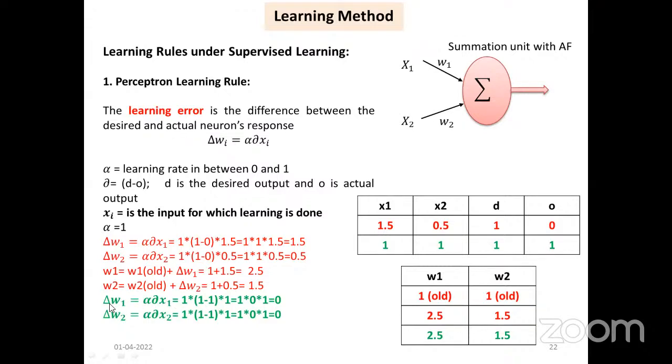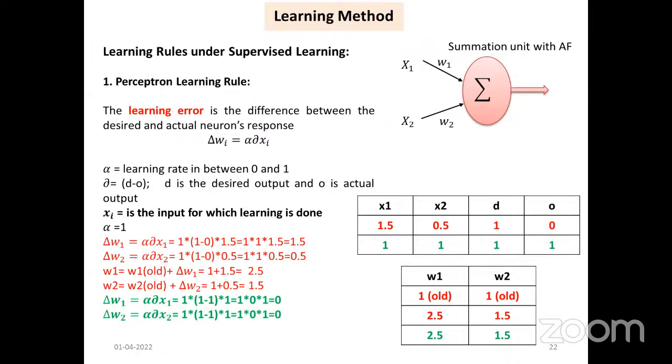How? You see here, delta W1, alpha del X1, the value of alpha is how much? 1. And here, this is the difference between desired and actual. So how much? 1 minus 1, so it becomes 0. So the whole term becomes 0 here. Similarly, in this case, the whole term becomes 0. So if there is no mistake, no misclassification, then there is no error. Therefore, the change of W1 becomes 0 and the change of W2 becomes 0, right? Therefore, for the new weights there won't be any changes. So in that way, the perceptron learning rule works.